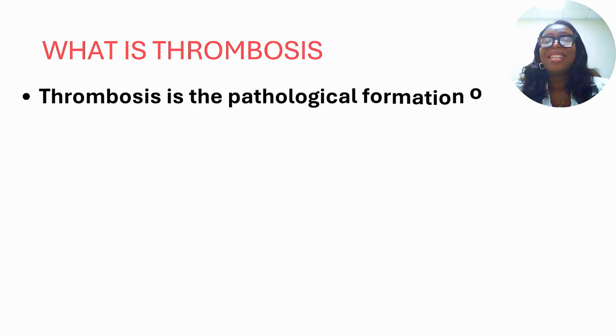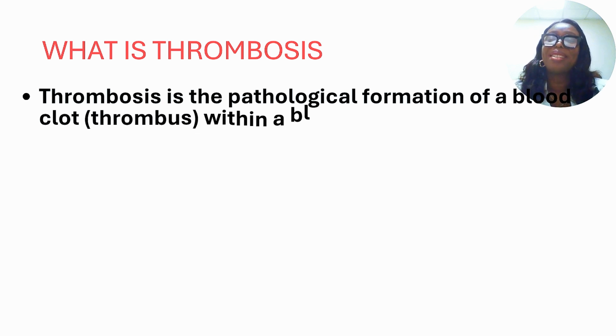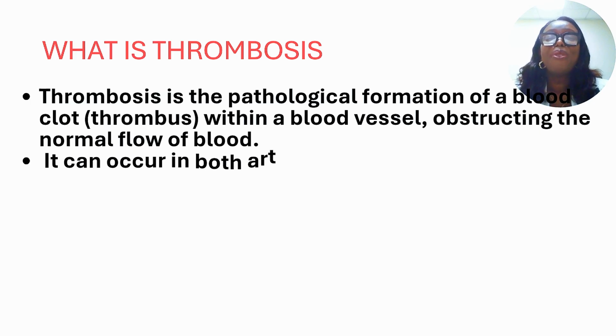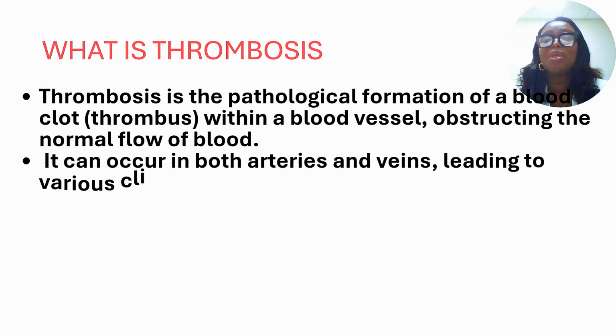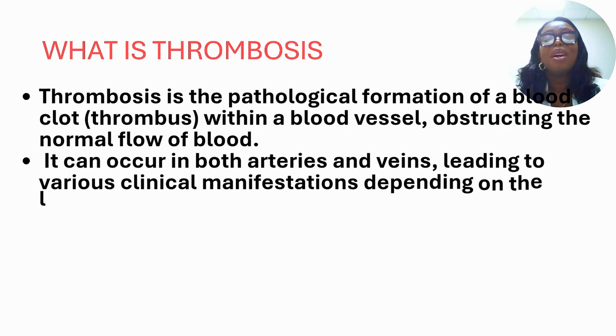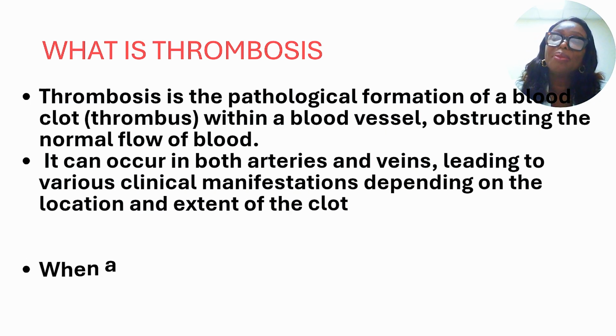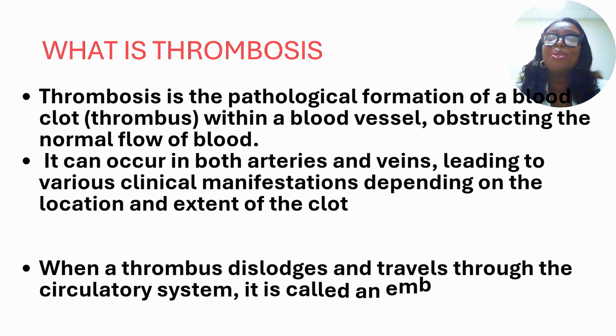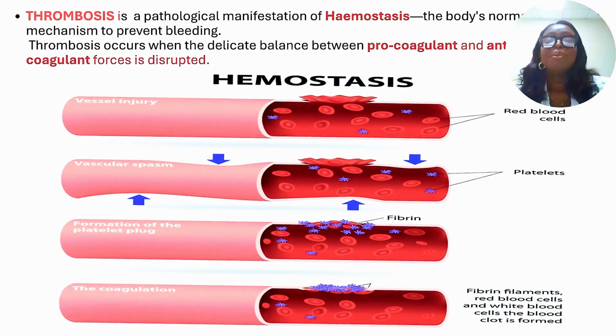Let us start by defining thrombosis. Thrombosis is the pathological formation of a blood clot, which is known as thrombus, within a blood vessel, obstructing the normal flow of blood. It can occur in both arteries and veins, leading to various clinical manifestations depending on the location and the extent of the clot. When a thrombus dislodges and travels through the circulatory system, it is called an embolus.